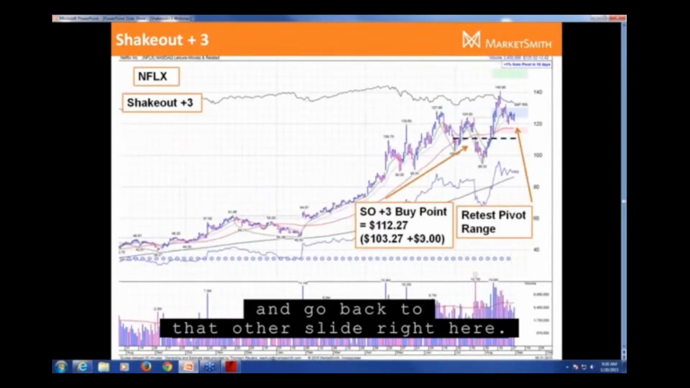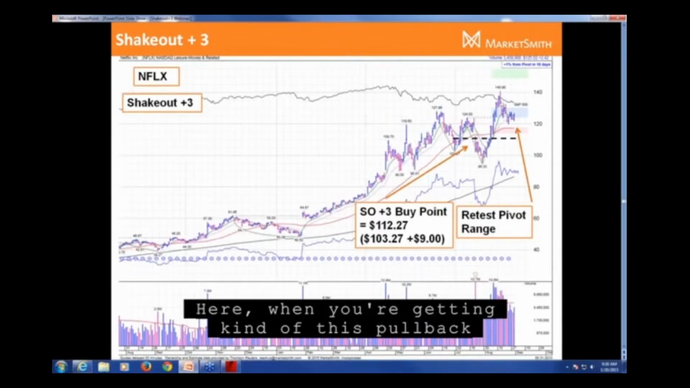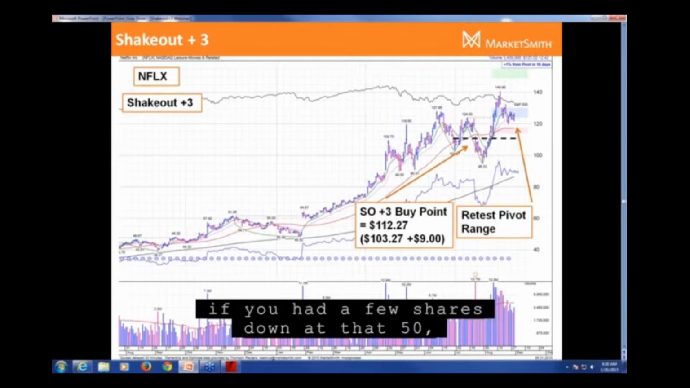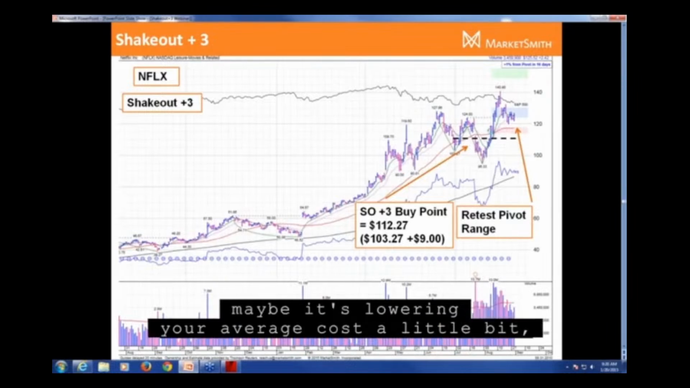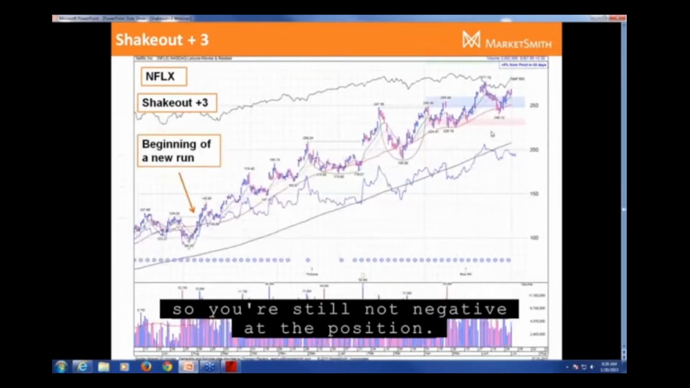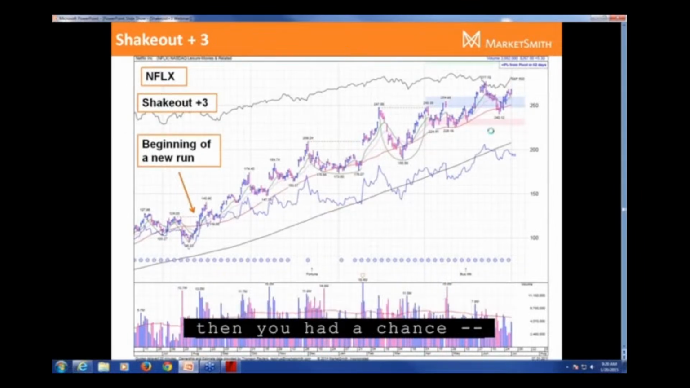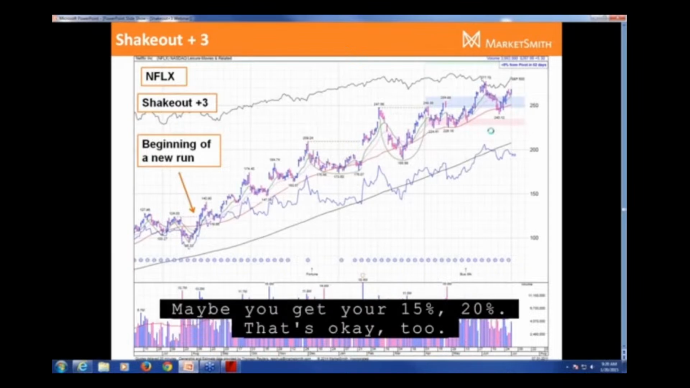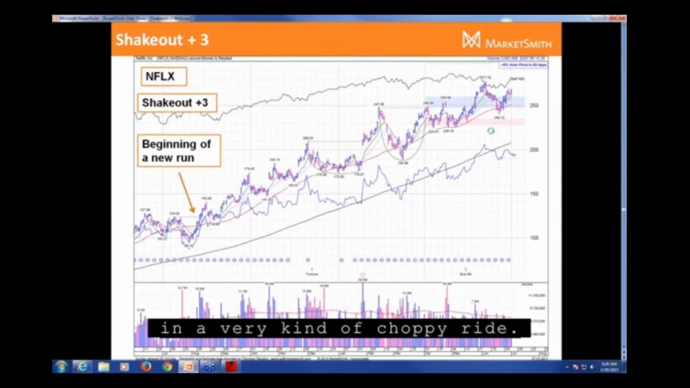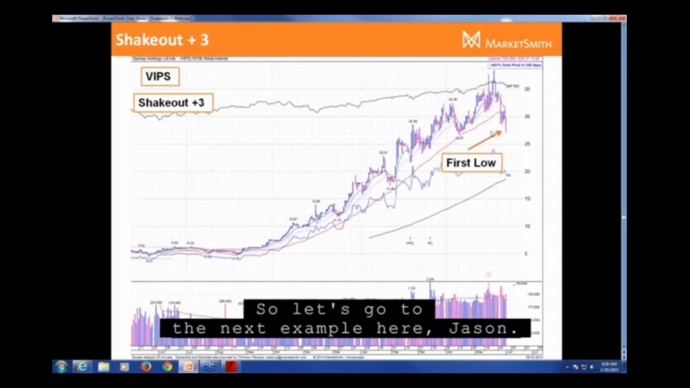And let me go back to that other slide right here. When you're getting this pullback down to 120, if you had a few shares down at that 50, maybe it's lowering your average cost a little bit, so you're still not negative on the position. And so in the end, if you're patient, then you had a chance. Maybe you get your 15-20%. That's okay too. But this ends up going up to $300 in a very choppy ride. So let's go to the next example here, Jason.